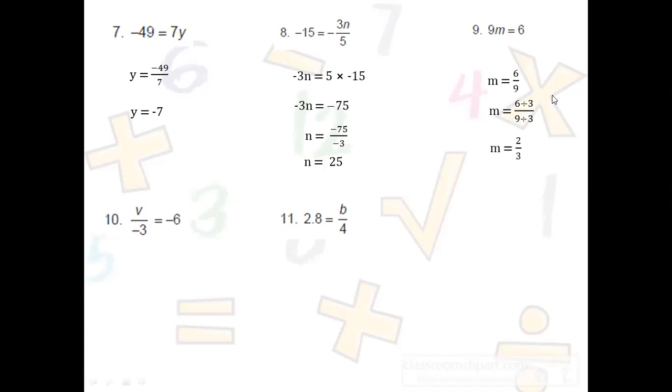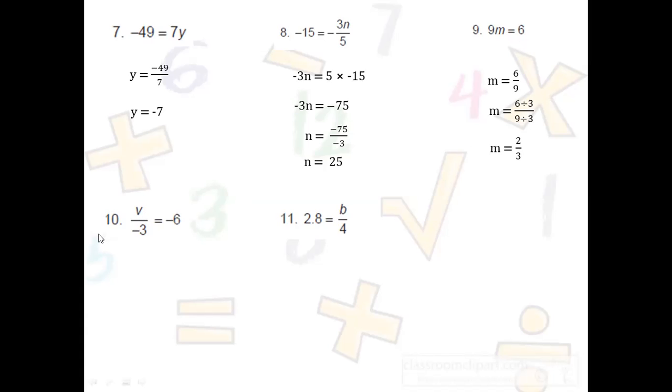Okay, so 6 divided by 3 is 2. 9 divided by 3 is 3. Now you want to check, you can multiply 9 with 2 over 3. Let's do that mentally. 2 over 3 multiplied by 9. Now I'm doing the checking part. 9 multiplied by 2 will give you 18. 18 divided by 3 will give you 6, which means your answer is correct. See, I told you, you have to be quick enough to do that mentally too.